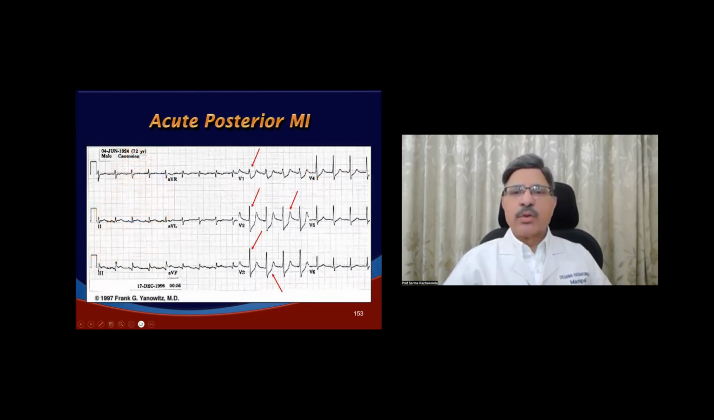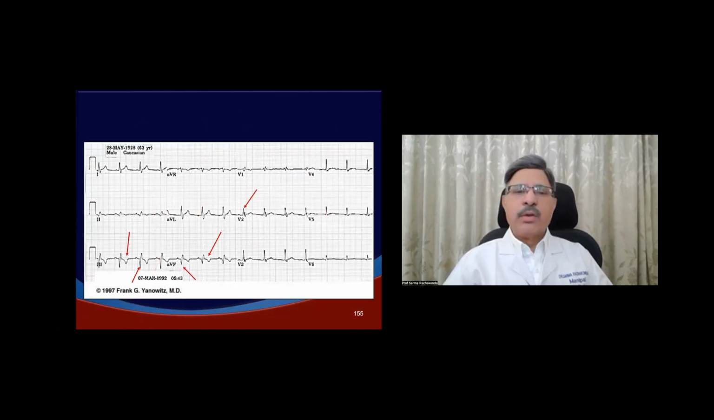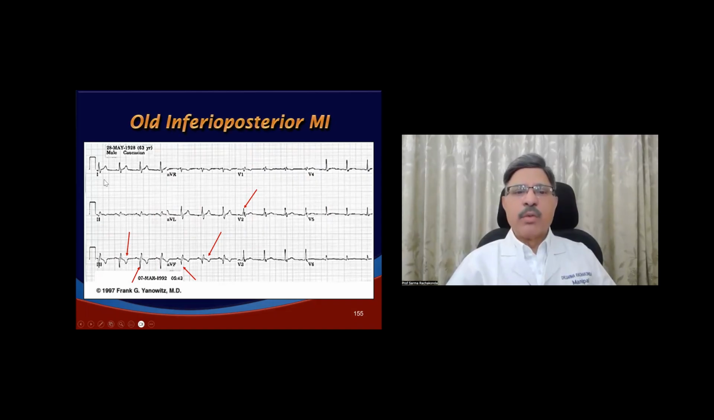Now you have got acute posterior infarction. You can see R by S ratio. The ST depressions or ST elevations in the mirror changes are there. And then you have got inferior and posterior. This is the inferior lead and this is the posterior. So both combined you have got. And you can take right-sided chest leads also. Whenever you see inferior infarct, you must look for the right-sided leads also, because RV infarction may be associated. Old inferior posterior, all changes have settled.